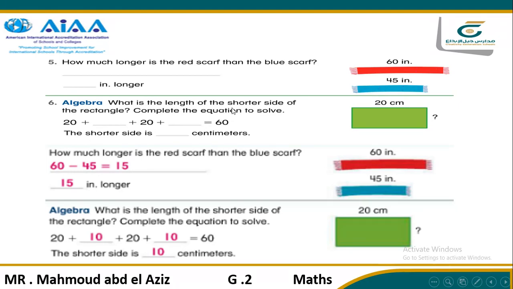So you need here 2 tens. 10 and another 10. You need 20, 10 and 10. So the shorter side is 10 centimeters. So you will write here 10 and another 10. So this side equals 10 and the opposite side here equals 10 also.